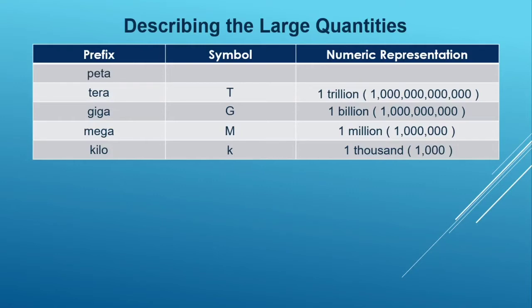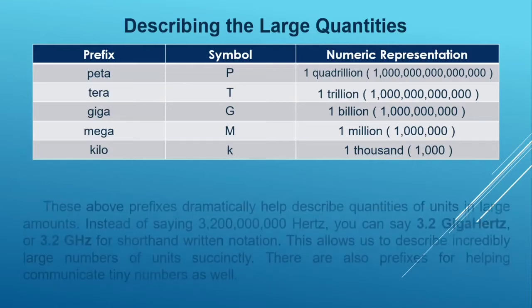And the last one will be the peta. It's symbolized by capital P, and the numeric representation of peta is 1 quadrillion. So these are the large quantity prefixes that are commonly used in electronics and mechatronics. There are several large quantity prefixes that we can use, but we are focused on these 5 prefixes only because they are commonly used in electronics and mechatronics.